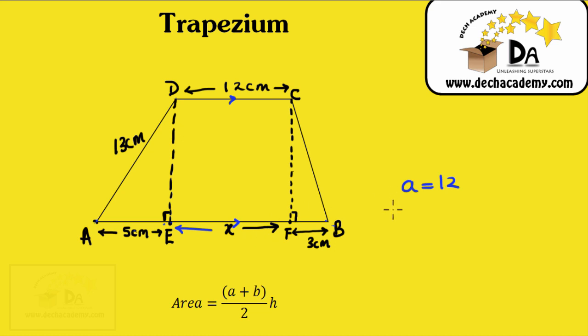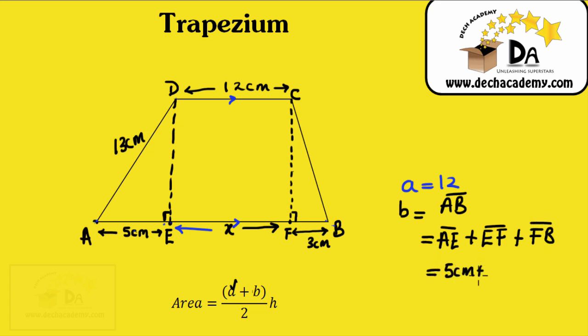Call it X. So the length of the other parallel side, which is B, is going to be the length of side AB, which is going to be equal to the length of side AE, plus EF, plus the length of FB. Now AE is known as 5 centimeters, EF is not known, it's given as X, FB is known, 3 centimeters. So we have B as being equal to 8 centimeters plus X.